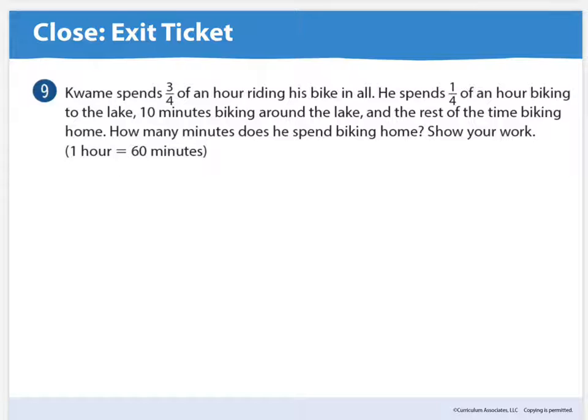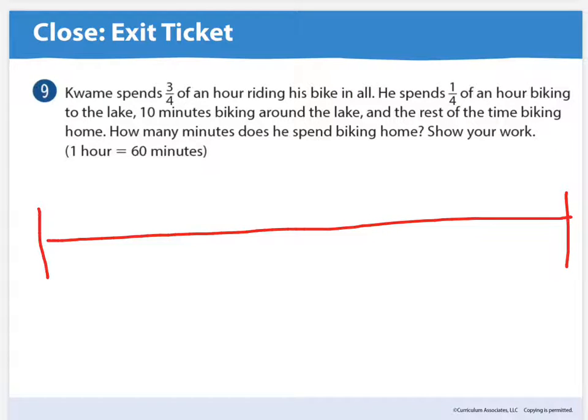Okay, number 9. Kwame spends 3/4 of an hour riding his bike in all. He spends 1/4 of an hour biking to the lake, 10 minutes biking around the lake, and the rest of the time biking home. How many minutes does he spend biking home? Show your work. Okay, so what Mrs. Reef is going to do is I'm just going to make a timeline like we have used before to help me visualize how much time he's spending on each task. So let's do this first part first. 3/4 of an hour riding his bike.